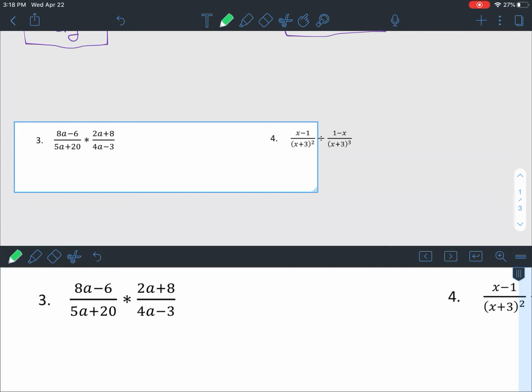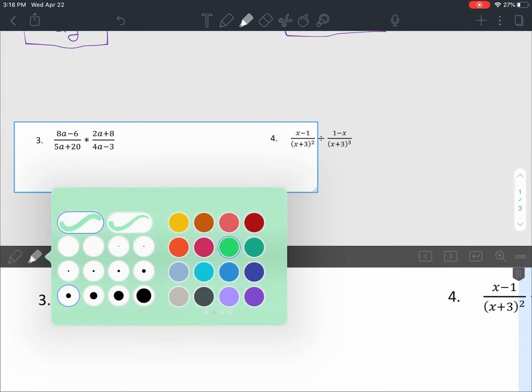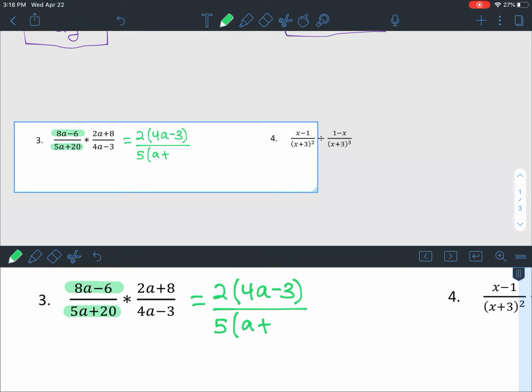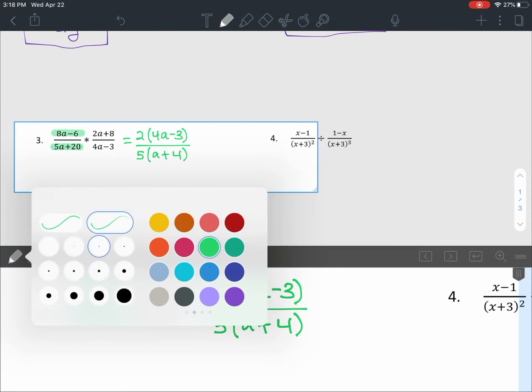If I move on to something like this, this is where that simplify first comes into play. So I'm going to simplify everything first. If I look at this top right here, I can simplify that by taking out a 2, because 8 and 6 both have 2 in common. So I would be left with 4a minus 3. If I look at my bottom here, 5 and 20 both have 5 in common, so I can take a 5 out and I'm left with a plus 4.